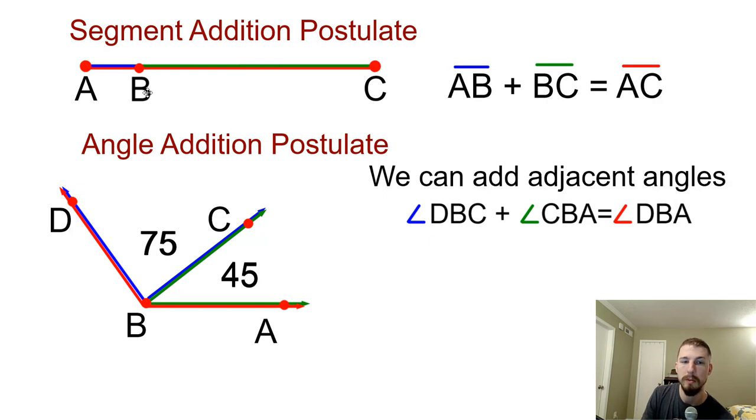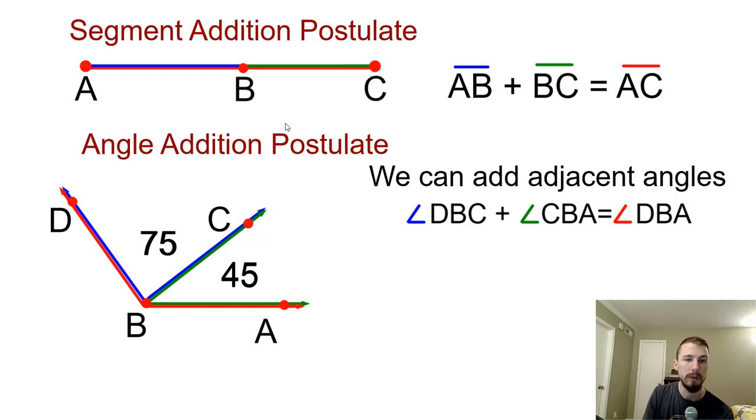Now the same thing happens with the angle addition postulate. Segment addition postulate, basically, if B is collinear, then AB plus BC is equal to AC. Angle addition postulate says if we have any ray that's in between the other two rays, then the blue angle plus the green angle is equal to the red angle. Just like here, blue segment plus the green segment is equal to the red segment. So we can add adjacent angles, which means that if the two angles are touching or they share a common side, then we can add the angles together to get the bigger angle.